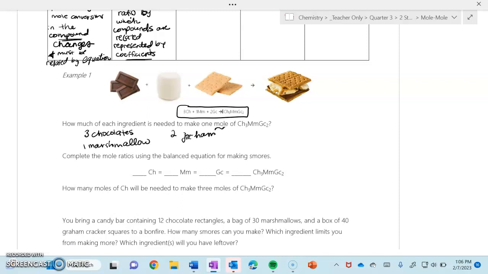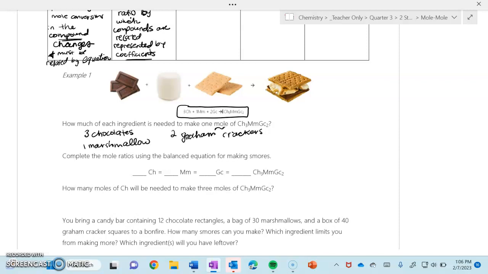And so we could actually put these all equal to each other and say that if I have 3 chocolates, that means I can make 1 s'more as long as all the rest of the ingredients are available. If I have 1 marshmallow, then I can make 1 s'more as long as all of the other ingredients are available. And 2 graham crackers makes 1 s'more, as long as all the other ingredients are available.